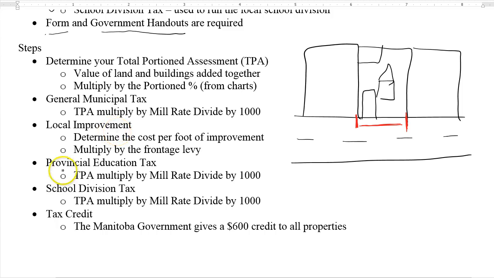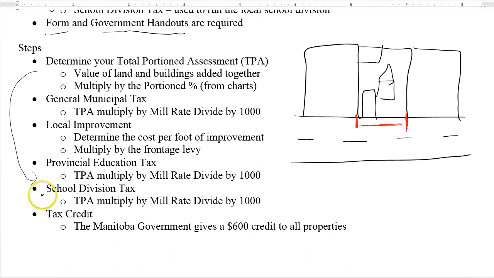Next, I've got my provincial education tax. Well, this again starts with my TPA, which was calculated in the first step, and I multiply it by my provincial education mill rate. Now, of course, this will be different from the municipal mill rate because this is set by the provincial government. Same idea, you multiply by the mill rate and then divide by 1,000.